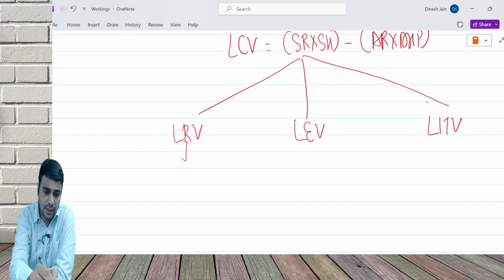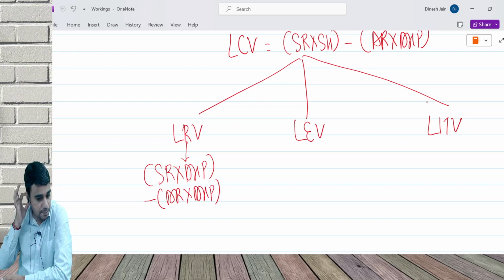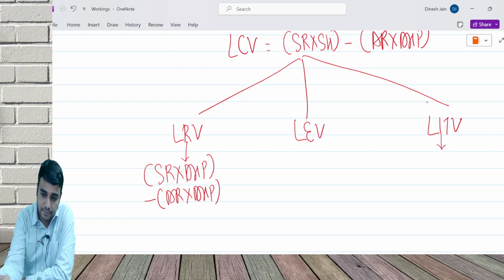What is the labor rate variance? SR into AHP minus AR into AHP. SR into AHP minus AR into AHP. Labor idle time: SR into AHW minus SR into AHP.